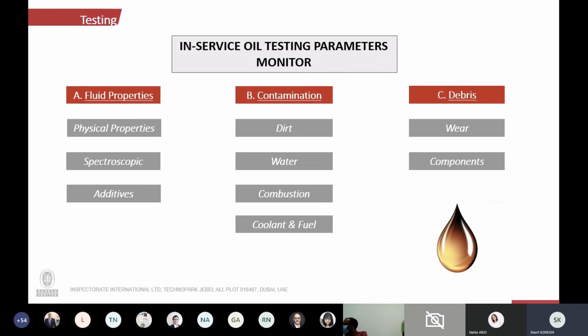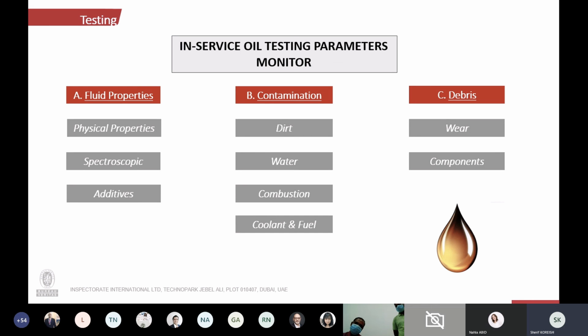What type of additives are used: anti-wear, anti-foaming, anti-freeze, and so on and so forth. Then the oil condition monitoring program will be looking at contamination, and the contamination can be from dirt, from environmental conditions. Or it can come from water ingressed from atmospheric conditions, combustion products from the fuel itself or from excessive heat, and coolant and fuel coming into the oil. These we classify as contaminants, or classified under contamination, and the oil condition monitoring program of in-service oil testing looks at this particular thing.